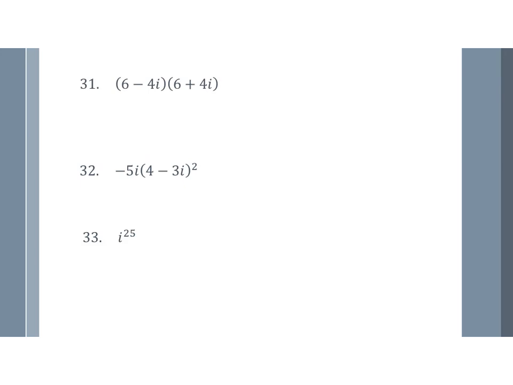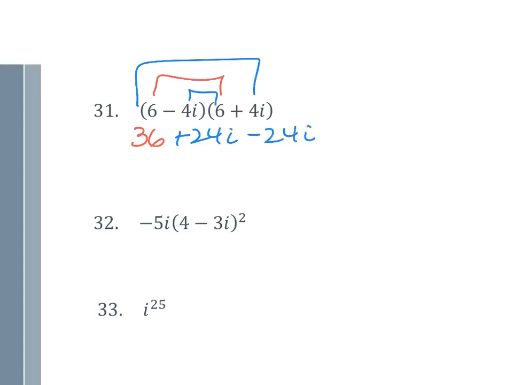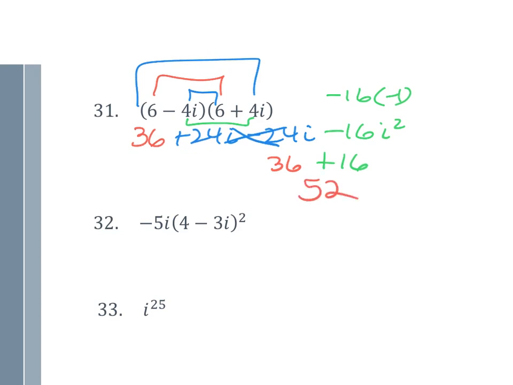Here we go again, FOILing, multiplying by its conjugate. First is 36. Outside, 24i. Inside, -24i. And last, -16i squared. Again, i squared is -1. So this becomes positive 16. The blue becomes nothing. And the red is 36. Then I'll add these two and get 52.